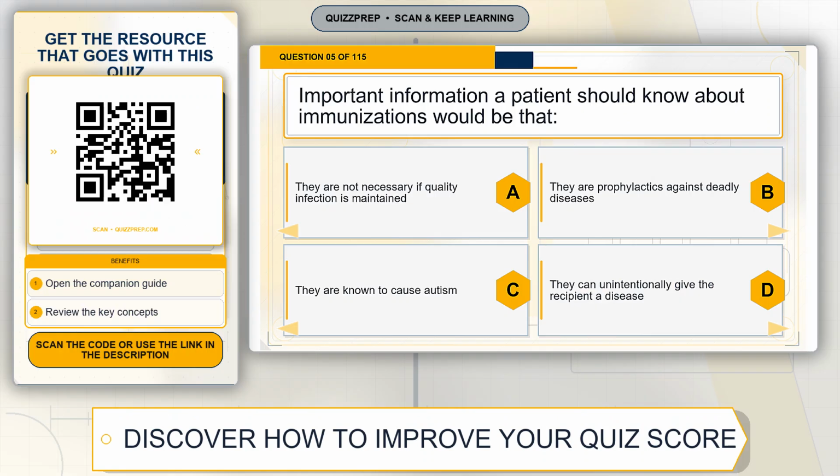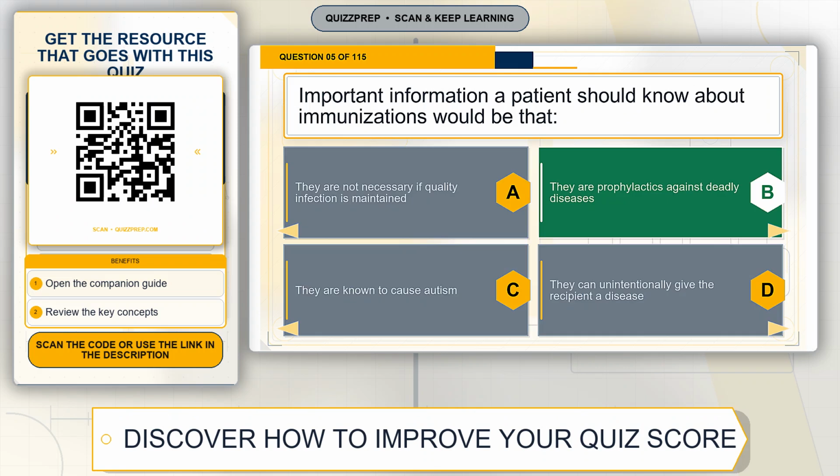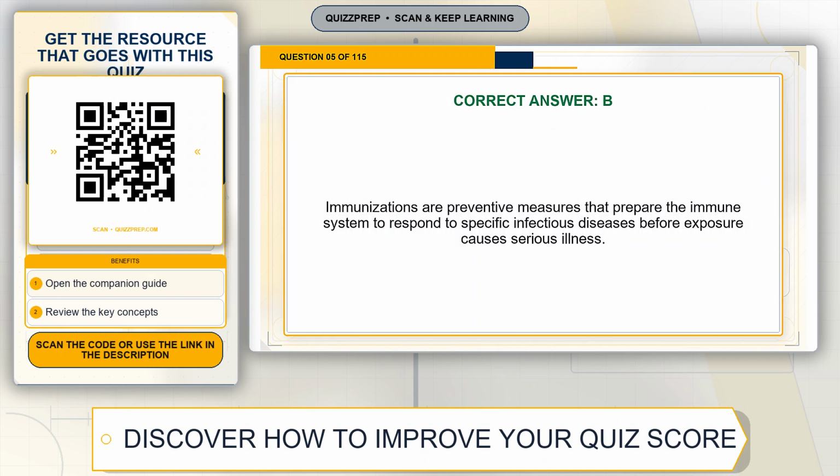Question 5. Important information a patient should know about immunizations would be that: Option A, they are not necessary if quality infection is maintained. Option B, they are prophylactics against deadly diseases. Option C, they are known to cause autism. Option D, they can unintentionally give the recipient a disease. The correct answer is option B, they are prophylactics against deadly diseases. Explanation. Immunizations are preventive measures that prepare the immune system to respond to specific infectious diseases before exposure causes serious illness.